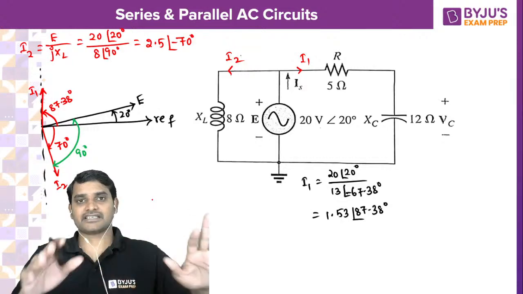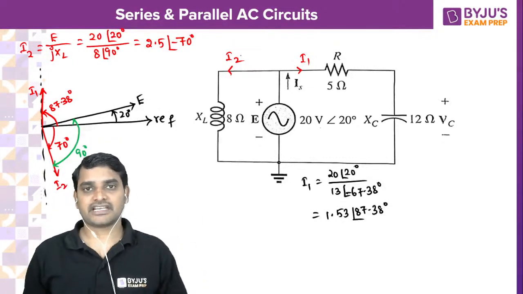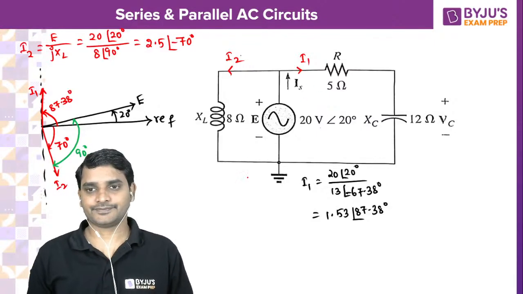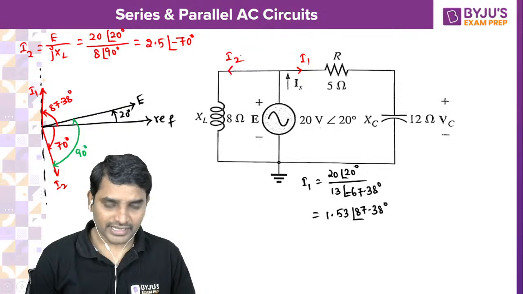Okay, so that is the current. I1 plus I2 you can add up, and you can get the IS value. Right. So you see here, there is one more point I wanted to say.